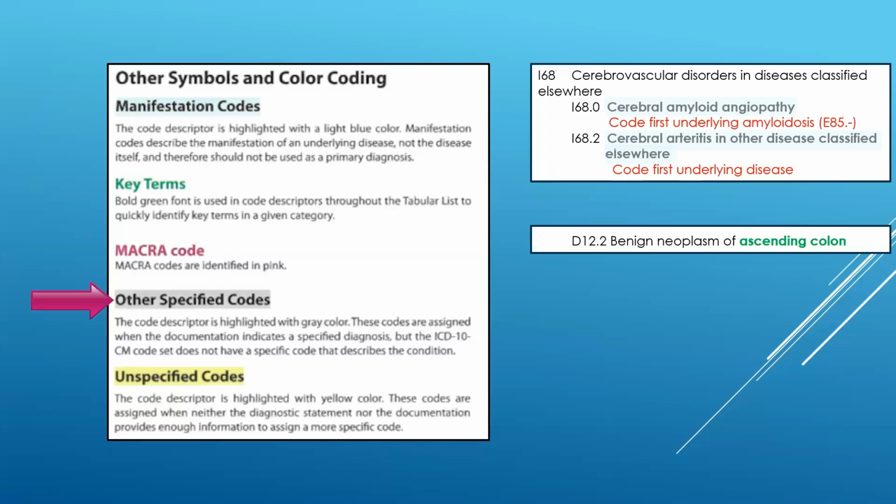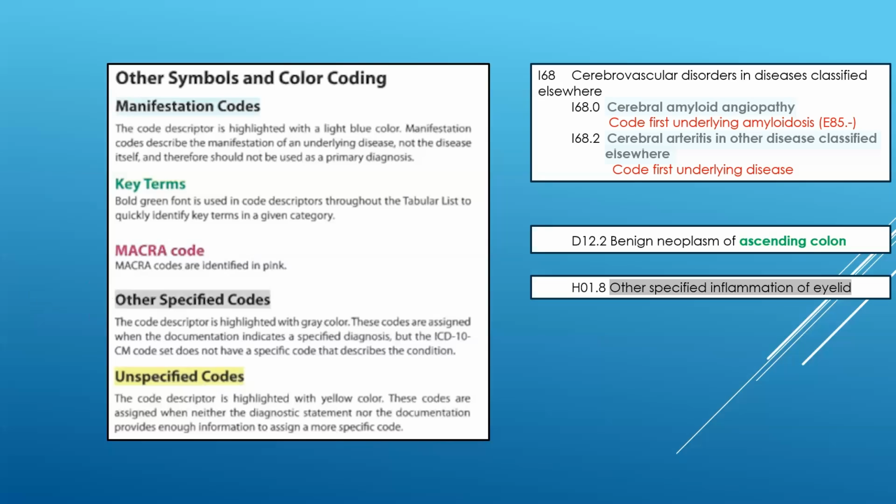Other specified codes are highlighted in gray. These codes are assigned when the documentation indicates a specific diagnosis, but the ICD-10-CM code set does not have a specific code that describes that condition. H01.8, other specified inflammation of the eyelid, is an example. In this case, the patient would have a specific type of inflammation, but there's no other code that specifically describes the condition. Unspecified codes are highlighted in yellow.